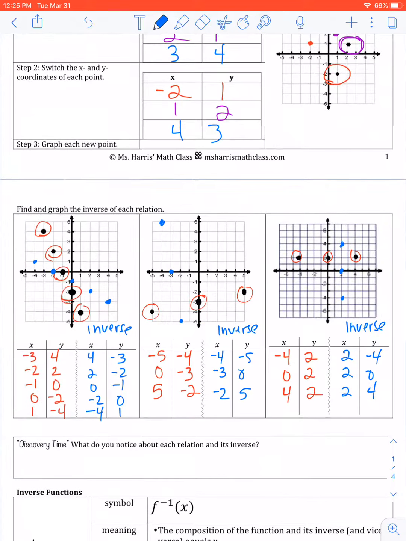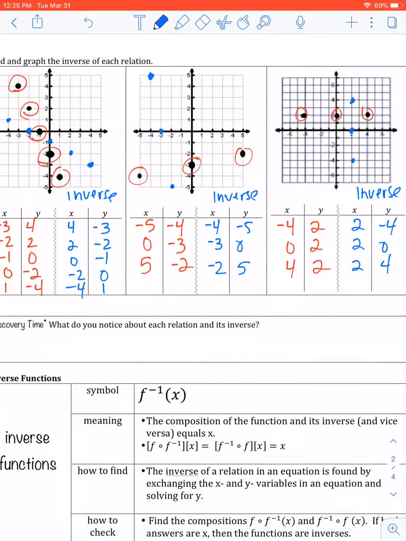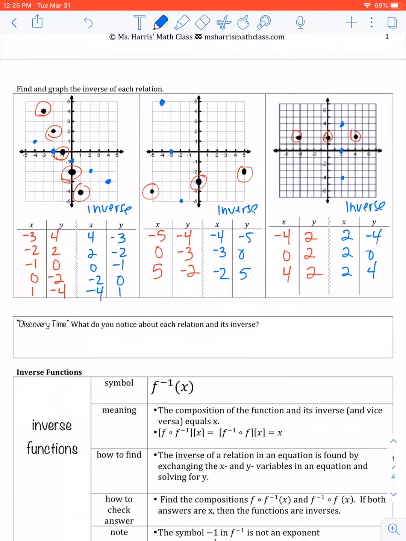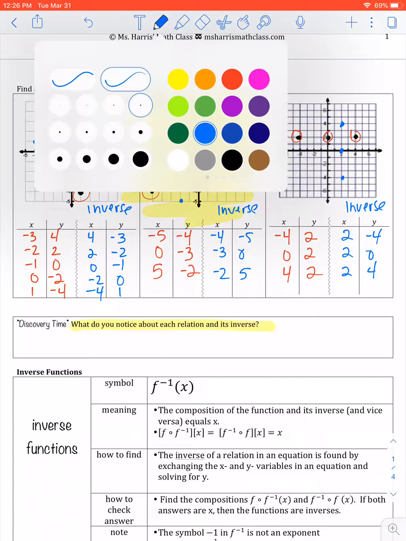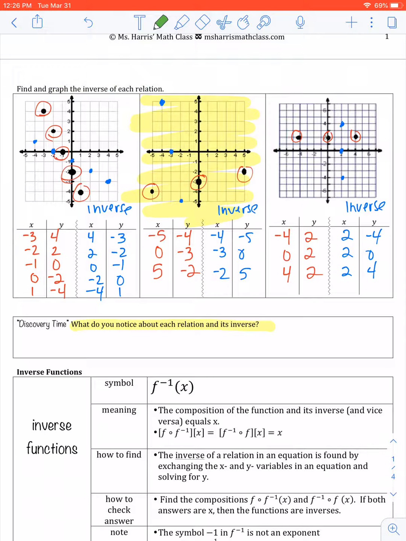So here's what I want you to notice graphically. It's a pattern. You can absolutely do the homework without understanding the next question. But the next question is asking you, what do you notice about each relation and its inverse? I think it's easiest to look at this graph first. What you hopefully will notice is that there is a mirror in the graph. If you look, this is the line y equals x. It has the points 1, 1, 2, 2, 3, 3, 4, 4 on them. This is called the identity function.